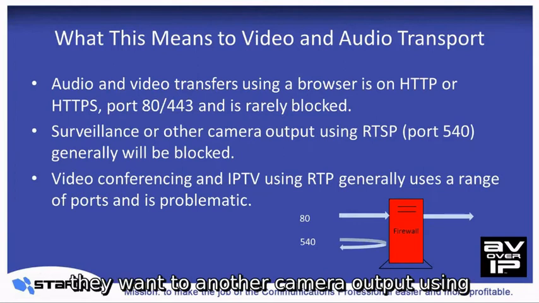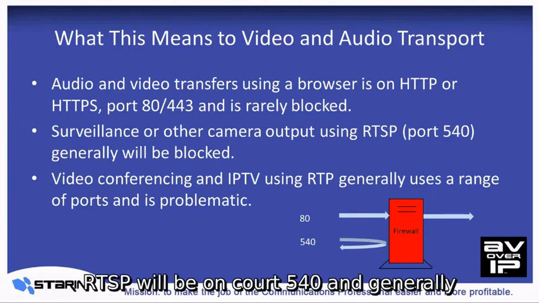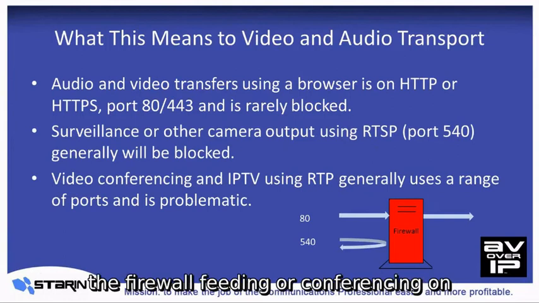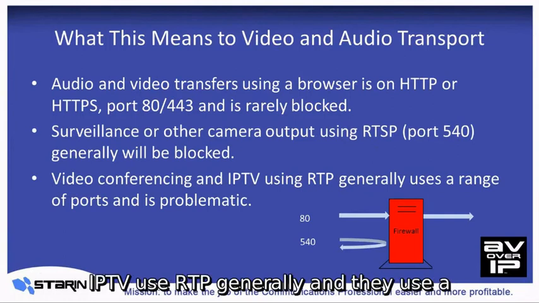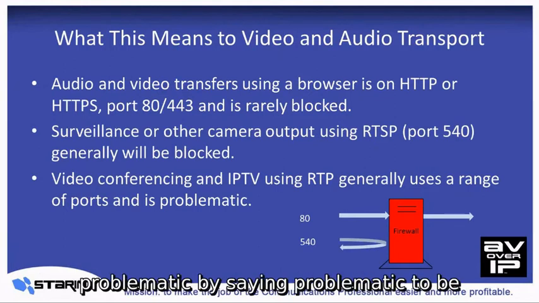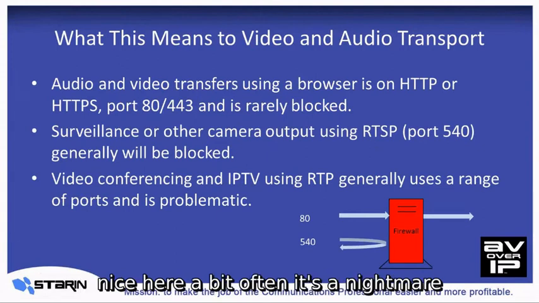Surveillance or other camera output using RTSP will be on port 540, and generally it will be blocked. So you probably have to talk to IT about getting that through the firewall. Video conferencing and IPTV use RTP generally, and they use a range of ports, and that's kind of problematic. I'm saying problematic to be nice here, but often it's a nightmare.